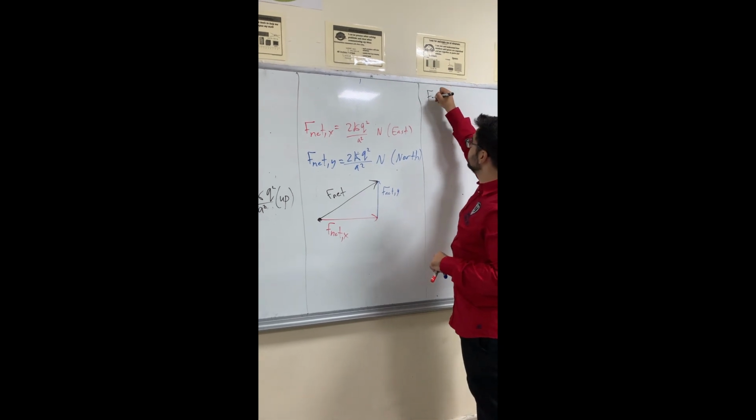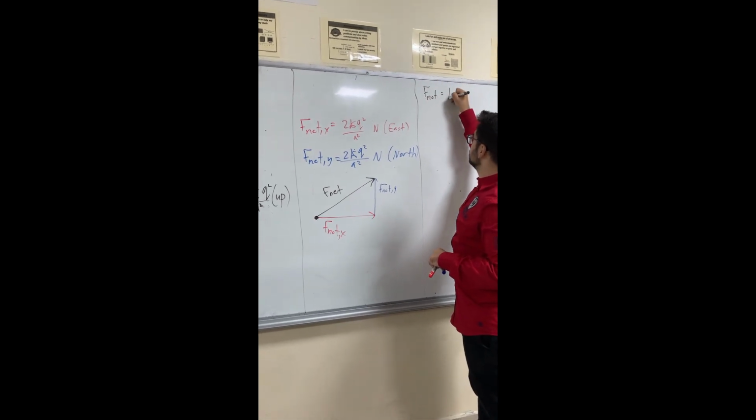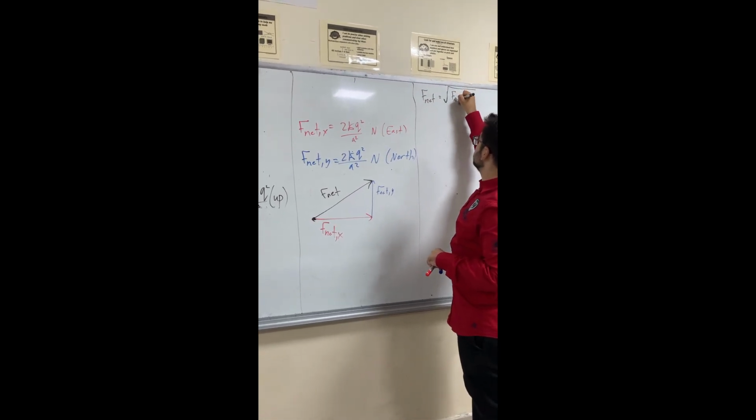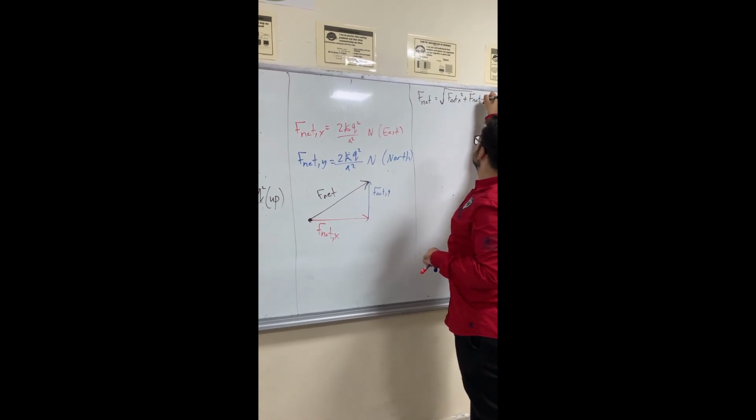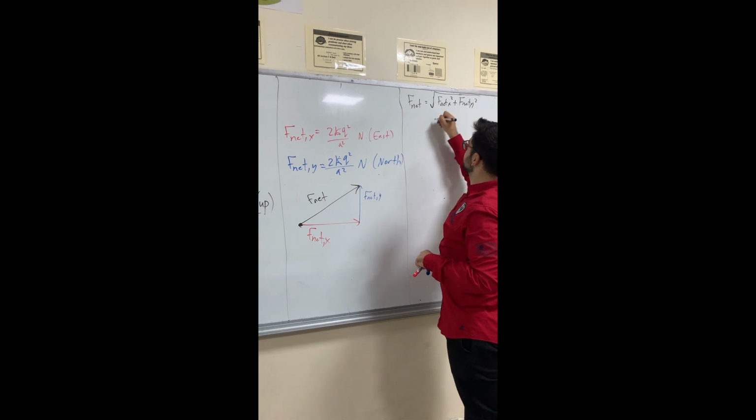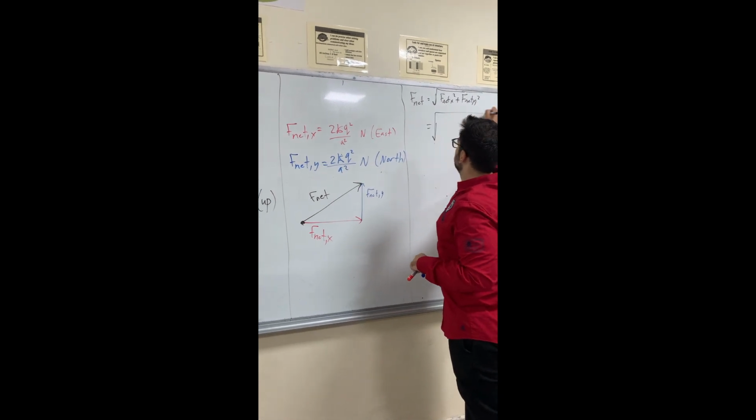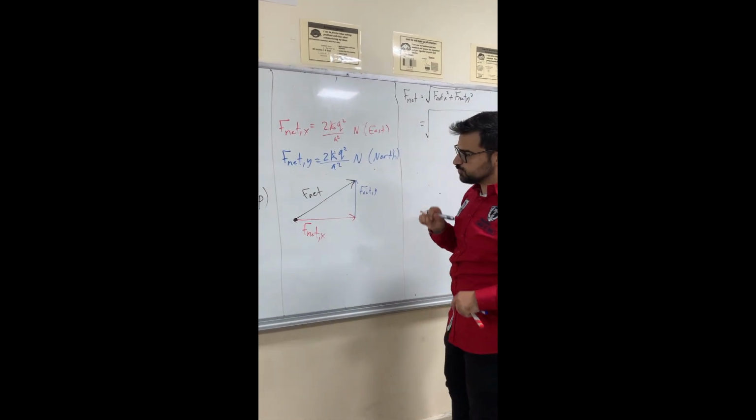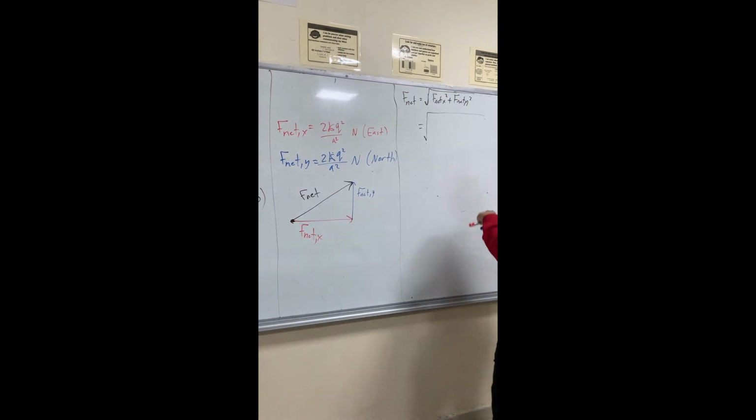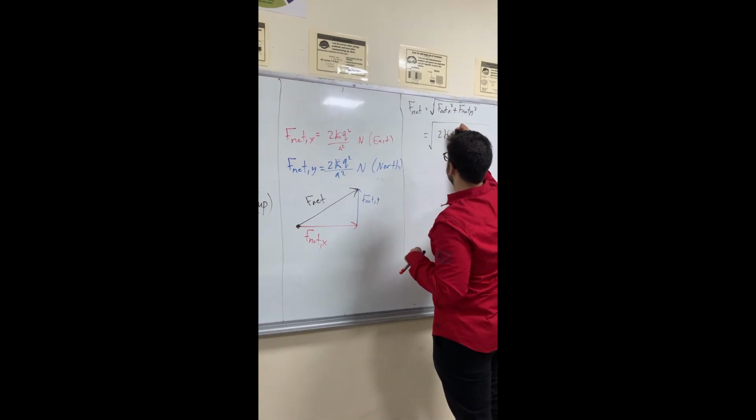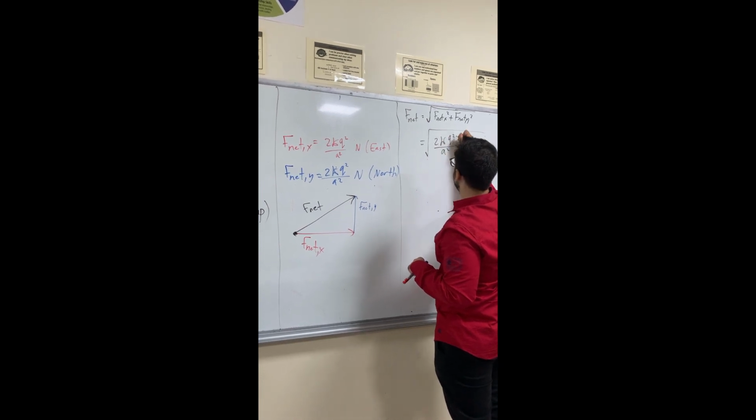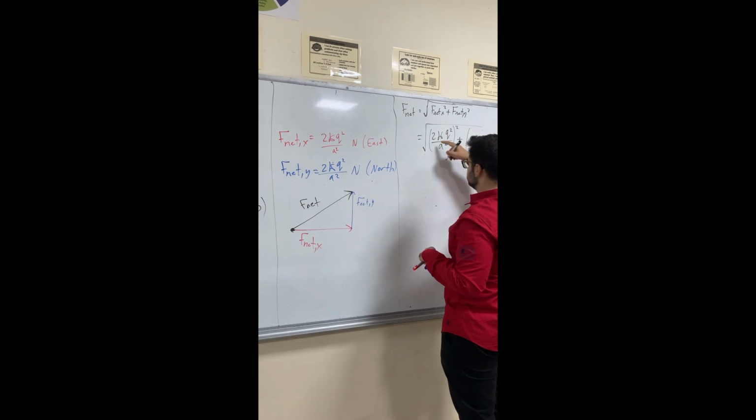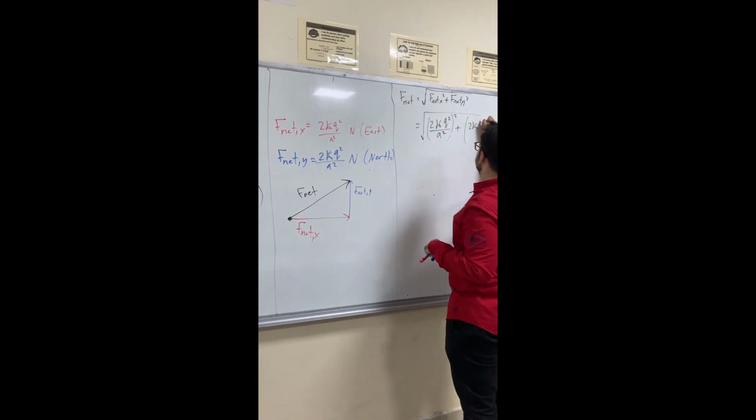So we say that net force is equal to the square root of F net X squared plus F net Y squared. Let's replace it. What's the net force on the x-axis? This one. So 2K Q squared over A squared, all of it squared. Plus the same, 2K Q squared over A squared, all squared.